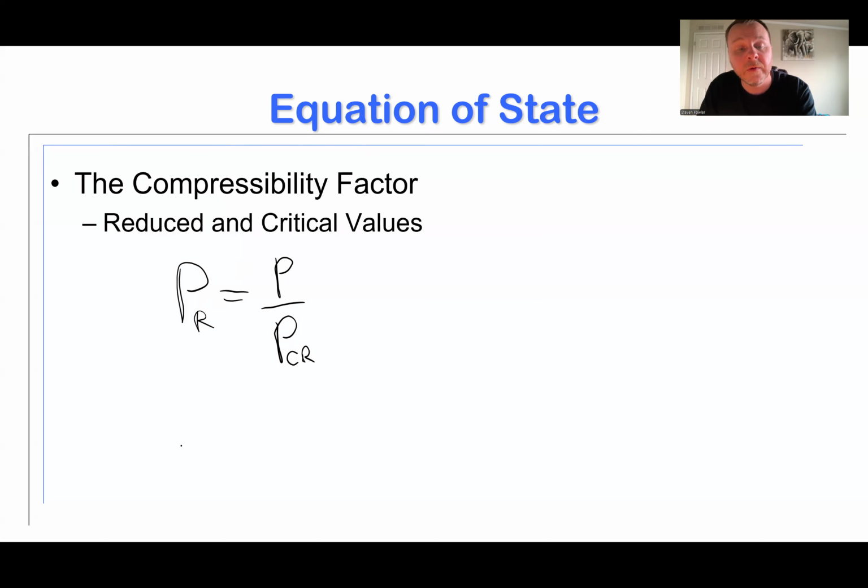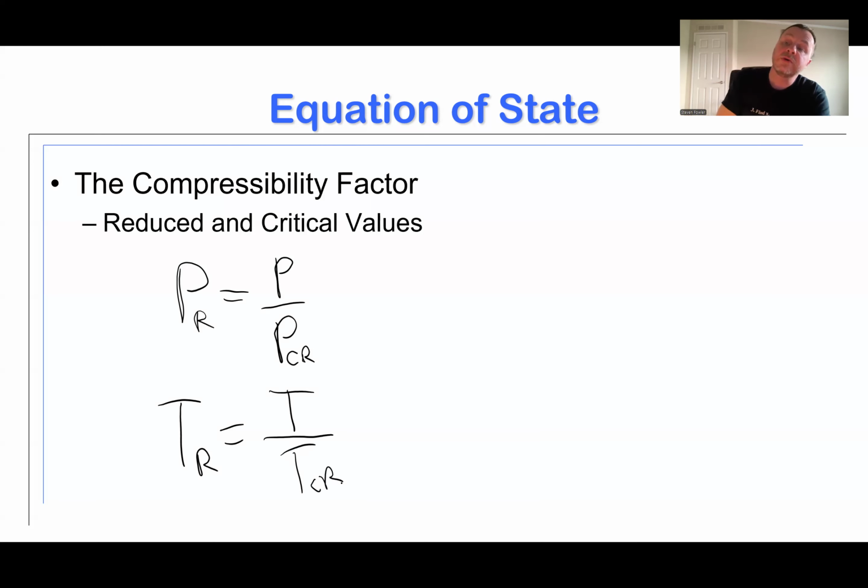And I can do the same thing for reduced temperature, where I take the actual temperature, again, absolute for both pressure and temperature, no gauge pressure, no Celsius or Fahrenheit, no relative scales of temperature. If I take the actual temperature divided by the critical temperature, then I get the reduced temperature and the reduced pressure. Now, the next question is, Steve, what is the critical pressure and temperature?